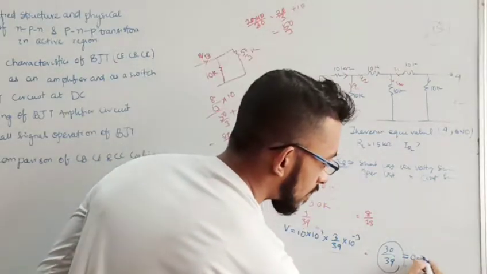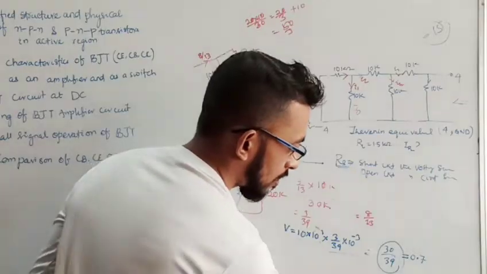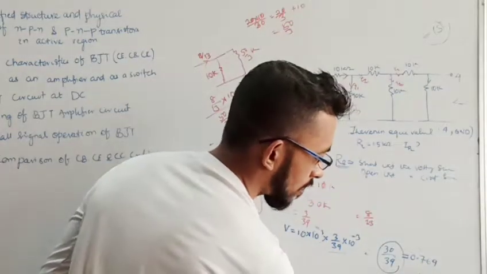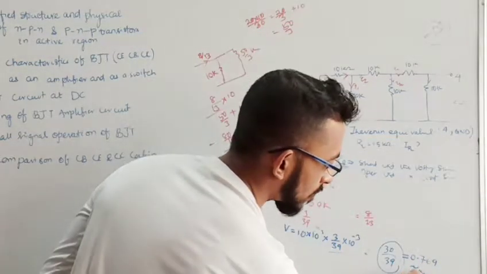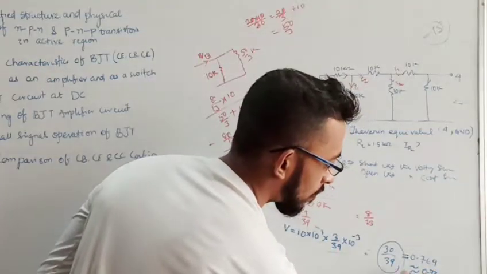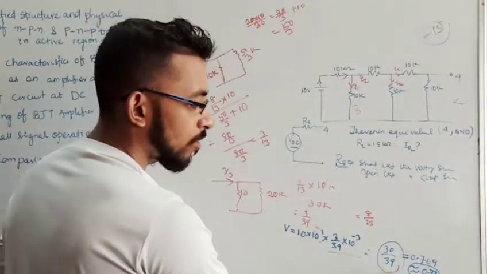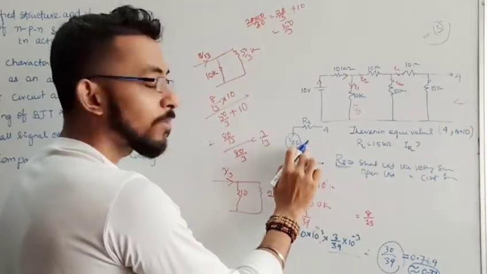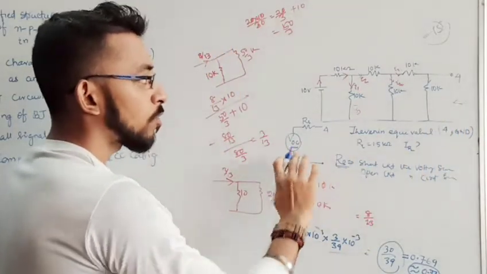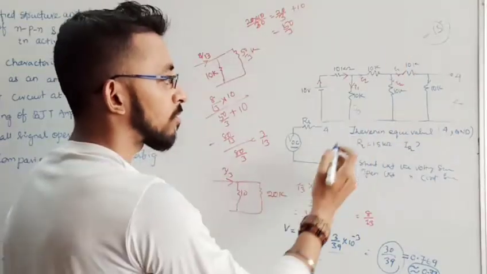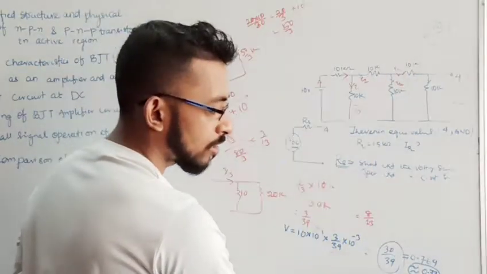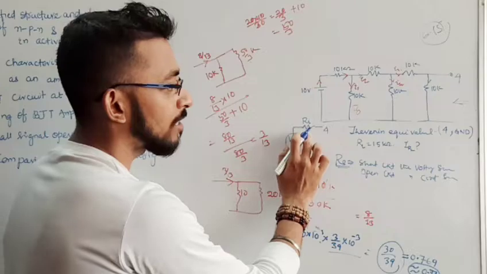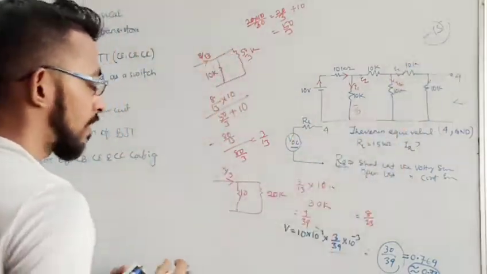If I divide 30 by 39, I get 0.769, approximately 0.77. So this is the value of output, that is the voltage across this 10 ohm, which is my VOC. So to replace this whole circuit, I can replace it by a VOC value of 0.77 and a resistor value of 6.15.